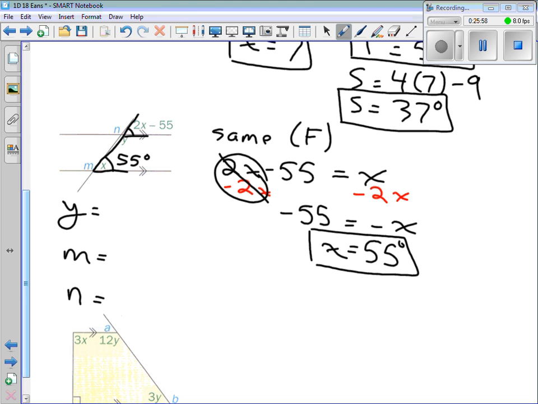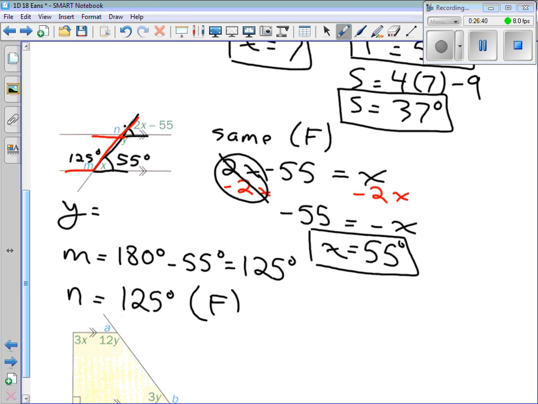How can I figure out what m is going to be there? Nazir? Yeah. They have to add up to 180, so I can do 180 minus 55 and work out what that is. That's going to be 125. Okay, so 125. What about angle n now? Up here. Emerson. With the 125 that I just did. It's an upside down F here. So I know that n is also going to be 125 degrees by that F pattern.